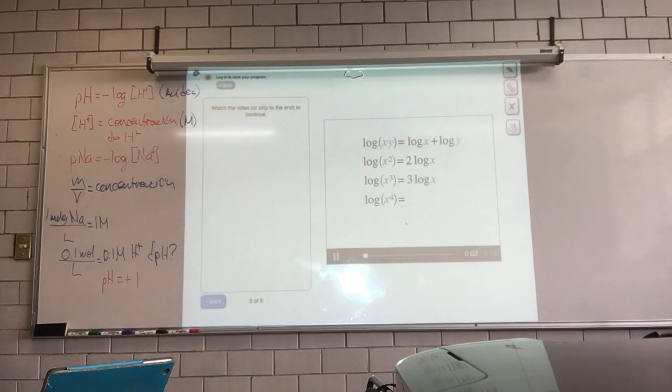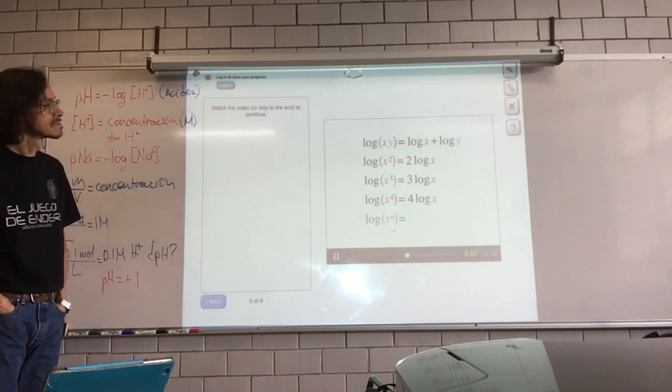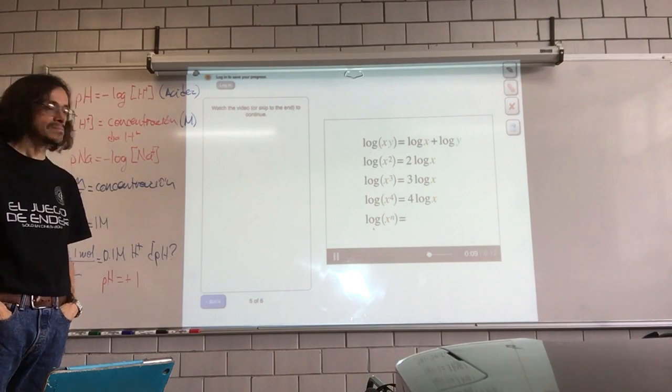4 logaritmo de x. Exactly right. The log of x to the fourth equals 4 log x. In general, which of the following do you think is a simplification of the log of x to the n?